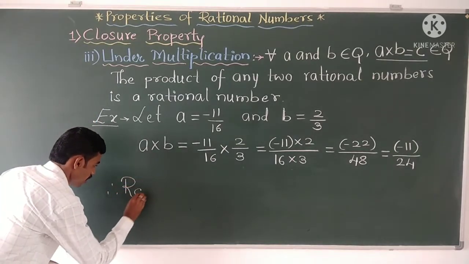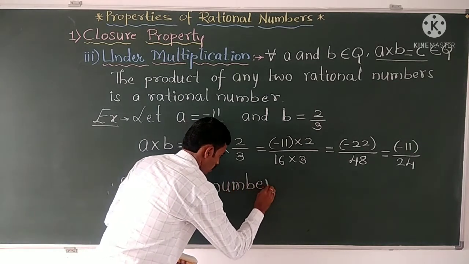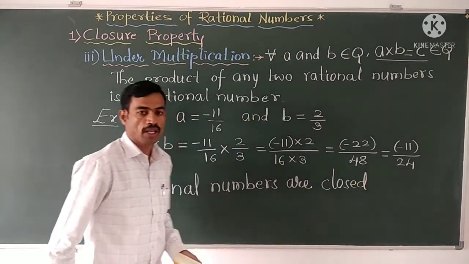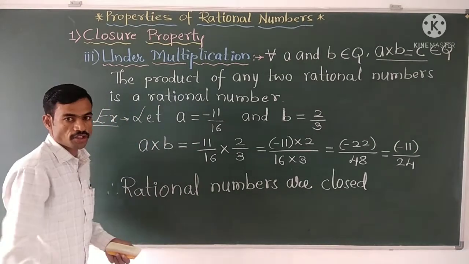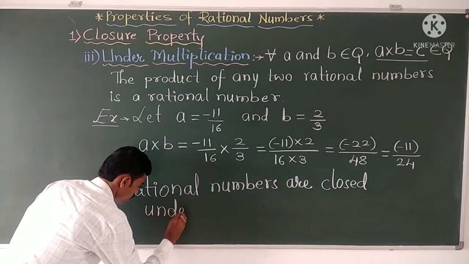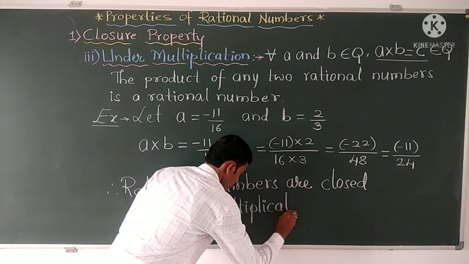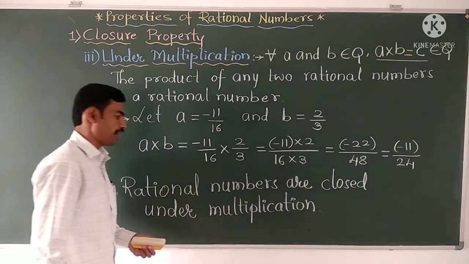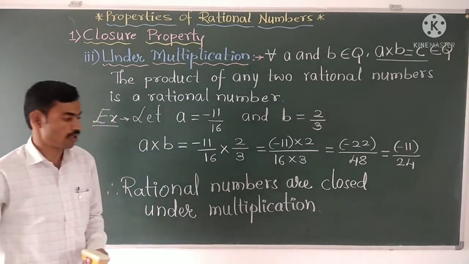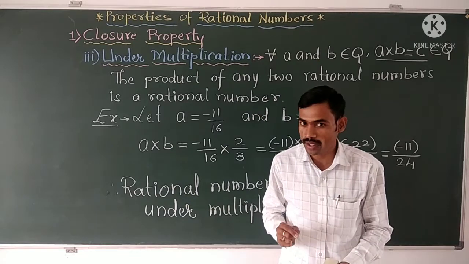That is, rational numbers are closed. It means the closure property is applicable for the product, that is, multiplication of rational numbers. Rational numbers are closed under multiplication. Whatever product we find of two rational numbers, yes, their product is also a rational number. Rational numbers are closed under multiplication. So this is what we have to discuss for the closure property of rational numbers under multiplication.